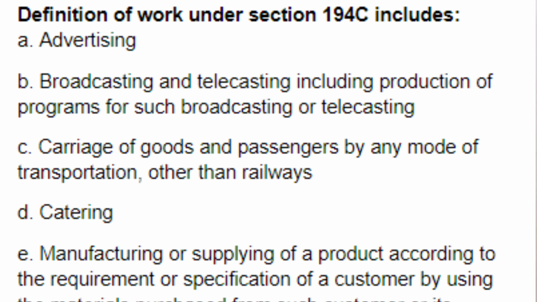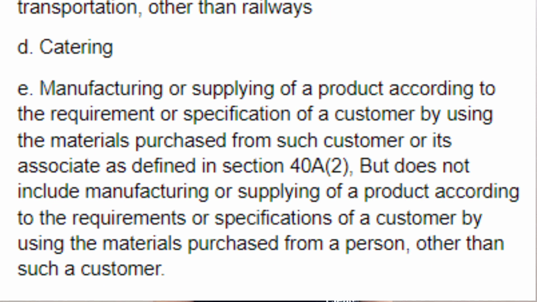Work will include a contract for advertising, a contract for broadcasting or telecasting, which will also include production of programs, and a carriage of goods and passengers by any mode of transport other than railways. It will also include a catering contract, a contract for manufacturing or supplying of a product as per the specification of the customer and using the materials which are provided by the customer or from any associated enterprise, but it will not include a manufacturing or a supplying of a product according to the requirements of the customer using materials which are purchased from a person other than the customer.